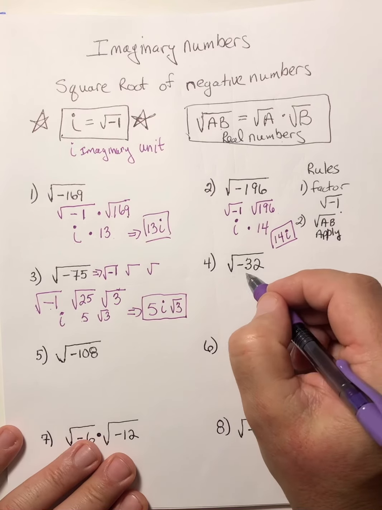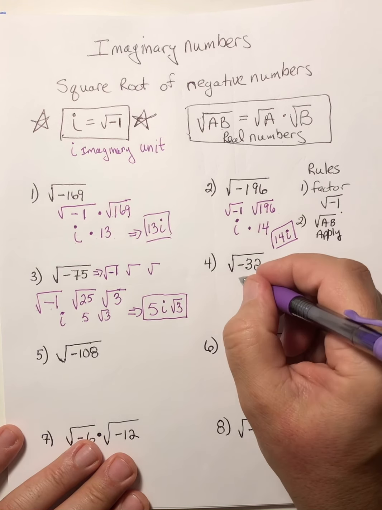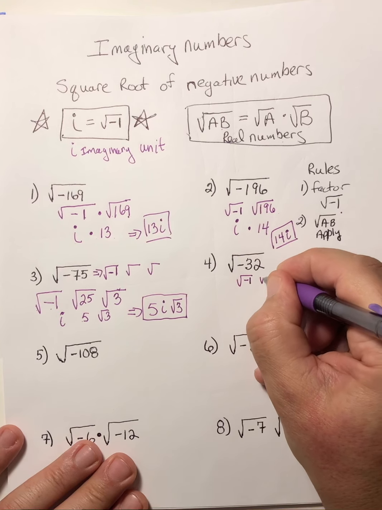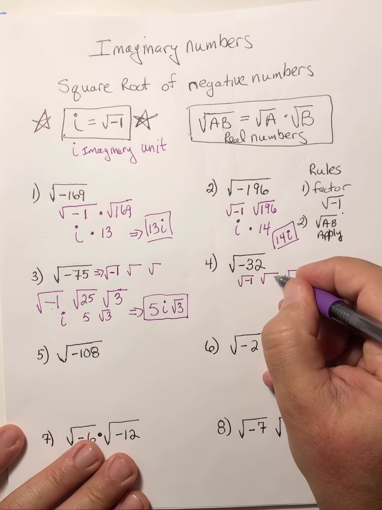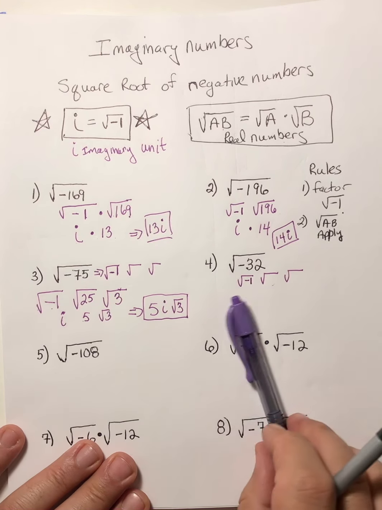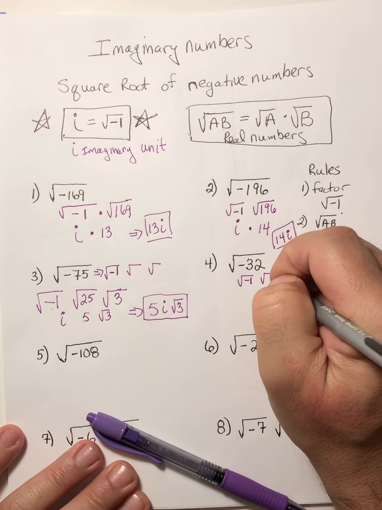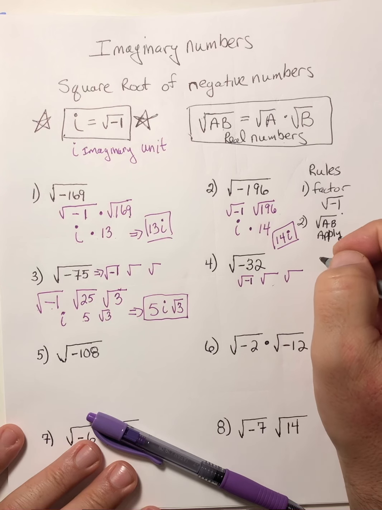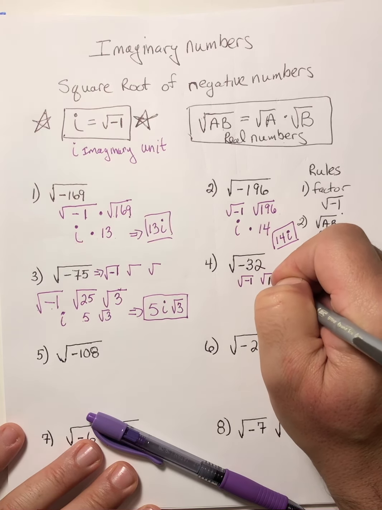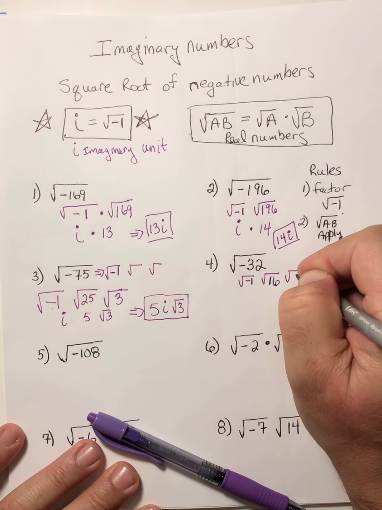So, again, 32 is not a perfect square. So I'm going to pluck out that -1, square root of -1, times 2 radicals. What's the perfect square that goes into 32? That's right. We want the biggest one, not the smallest one. So don't say 4. We want 16. 16 times what? 16 times 2.